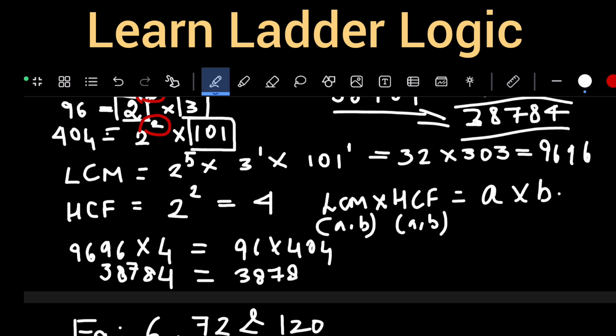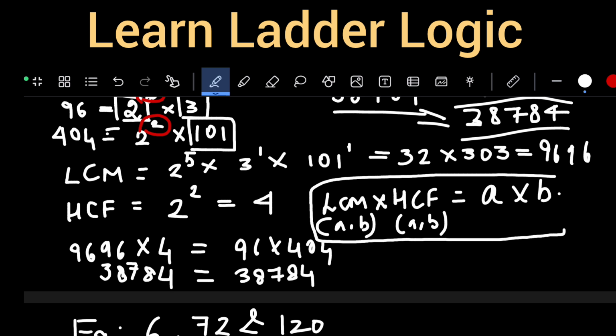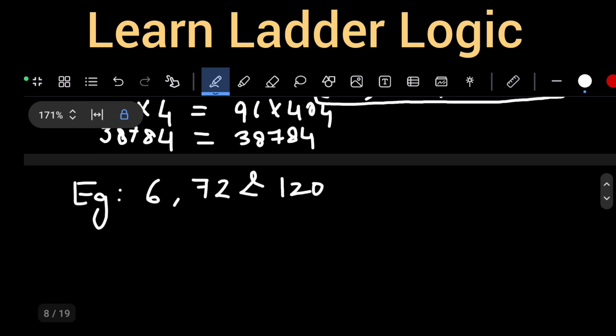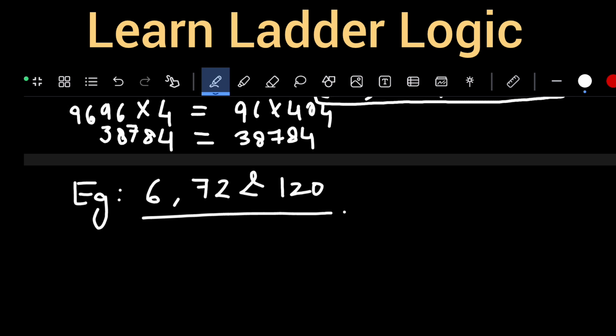So just remember this rule that LCM of A, B into HCF of A, B is equal to the product of those two numbers, that is A into B. Understood? Now let us go to the next concept and try the LCM and HCF of 3-digit numbers.